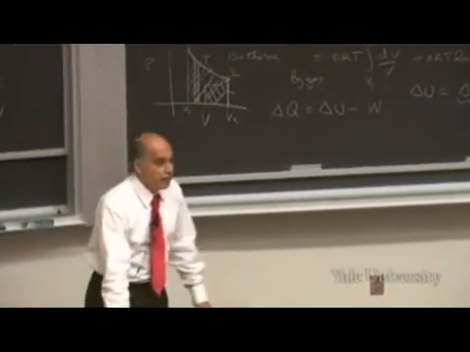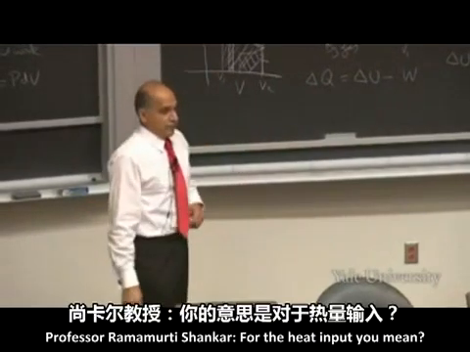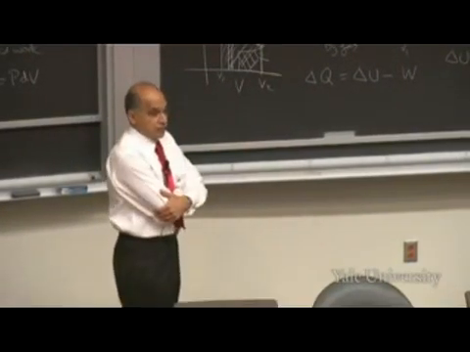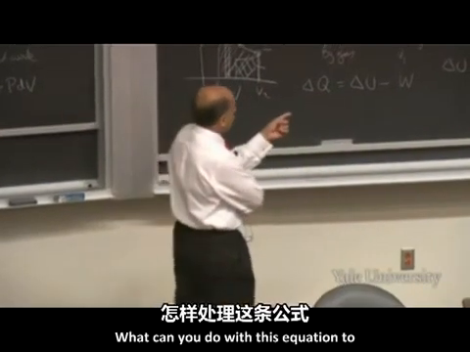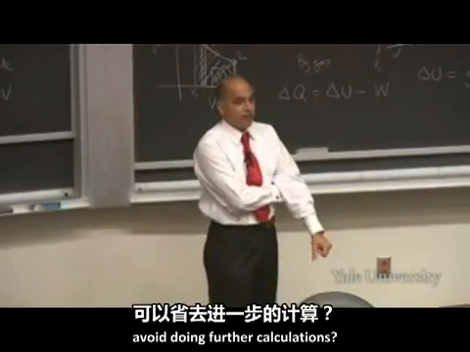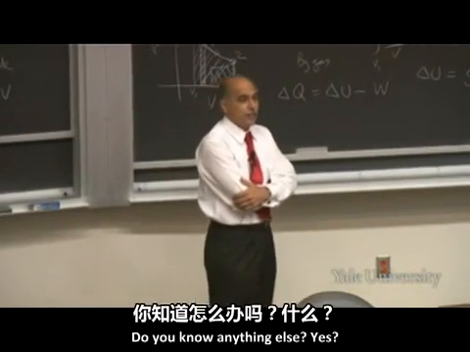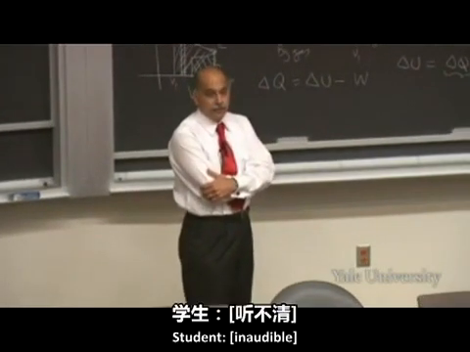Pardon me? For the heat input, you mean? Yeah, you can use MC delta T, but you don't have to do any more work. By that I mean you don't have to do any more cerebration. What can you do with this equation to avoid doing further calculations? Do you know anything else? Yes? Temperature is constant, so delta U is 0.